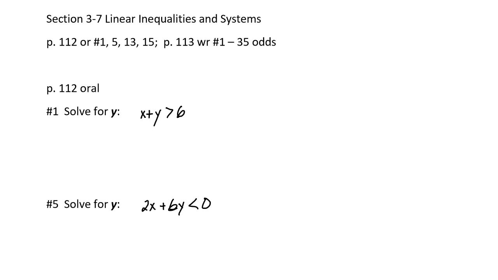Here are the homework answers for section 3-7, starting on page 112, the oral exercises. Number 1, solve for y. We have an inequality with a greater than symbol. We're asked to get the letter y alone. We need to remove the x term. Subtract x from both sides.